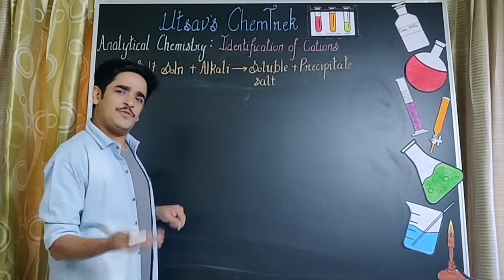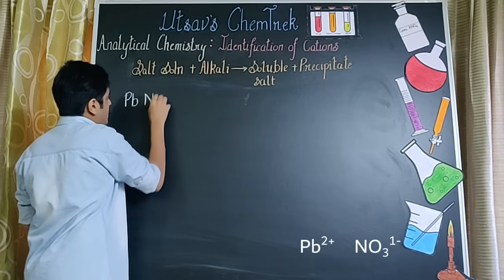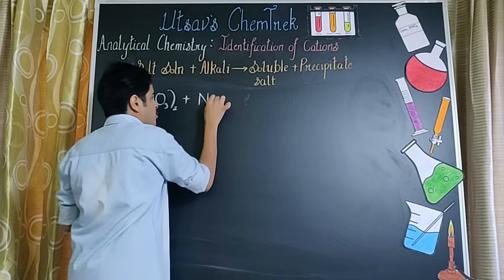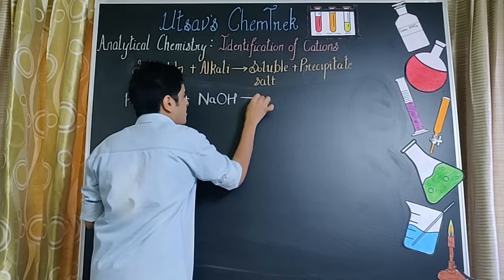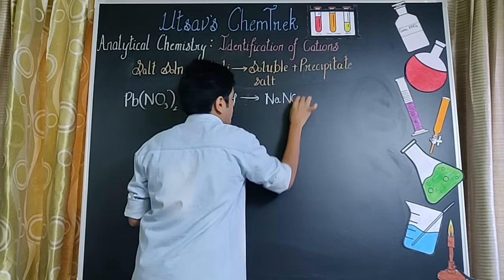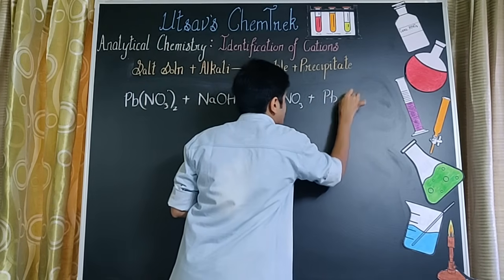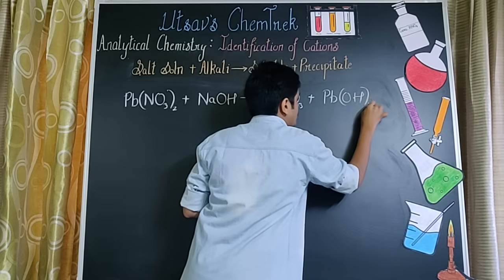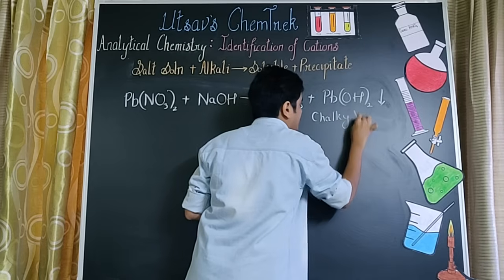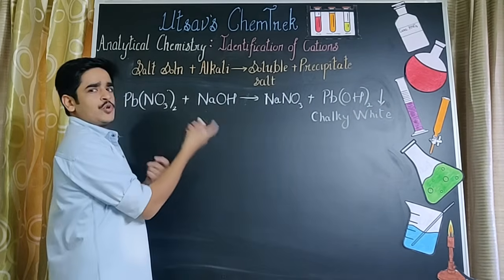And now the reactions for the same. We start with the salt lead nitrate, which is given by the formula Pb(NO3)2. To that I am supposed to add sodium hydroxide first, drop by drop. Na goes with NO3, so I am going to get NaNO3, and after that I am going to get Pb(OH)2. Now in this case, please understand that the precipitate is supposed to be chalky white in color, but it is going to be soluble in excess of sodium hydroxide.